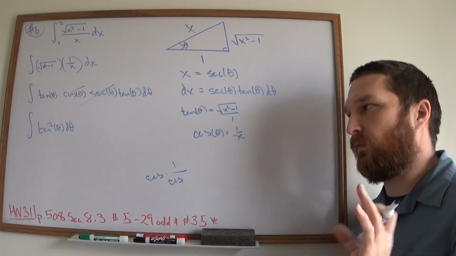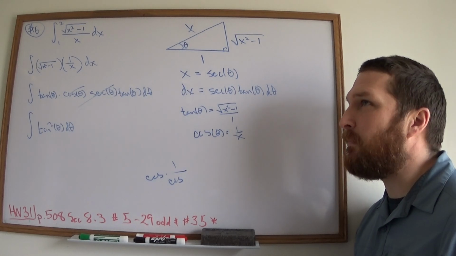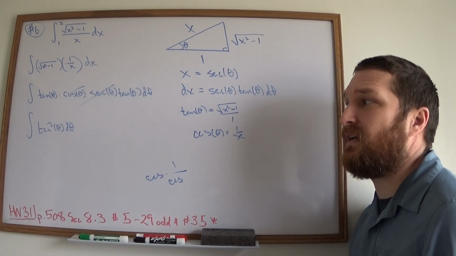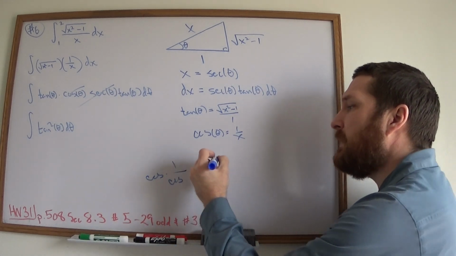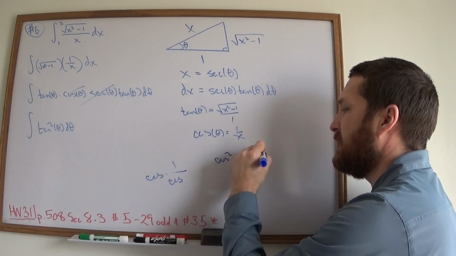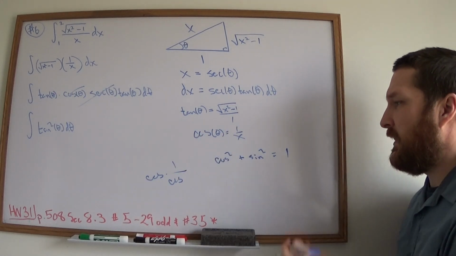Now, okay, hold up. Tan squared. And nothing's really coming to mind. I can't think of anything off the top of my head that makes me think of tangent squared. I can't remember the identity, but I know that there's an identity that involves tangent squared. How do I get tangent?